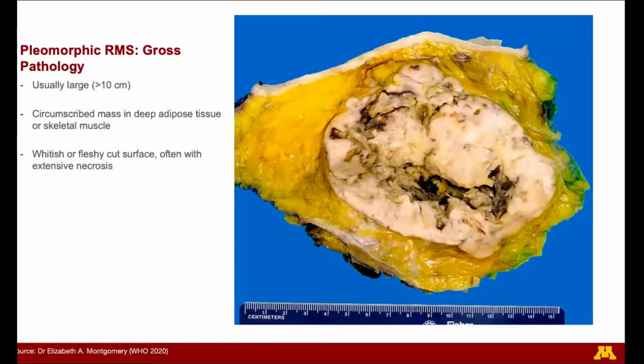Pleomorphic rhabdomyosarcomas are usually large tumors, more than 10 centimeters in diameter, and can be a circumscribed mass located in deep skeletal muscle or adipose tissue, as you can see here. Their cut surface is usually whitish or fleshy, often with extensive necrosis.